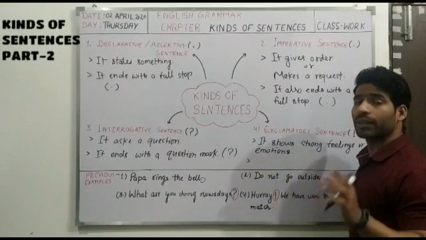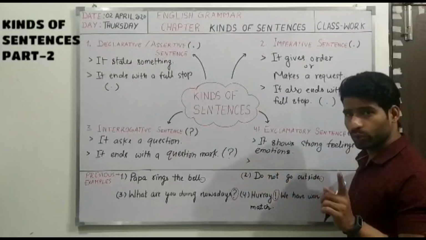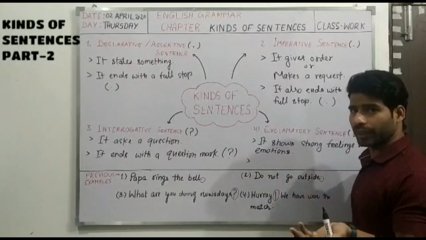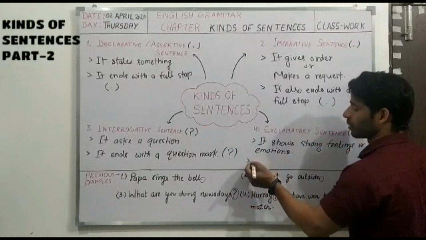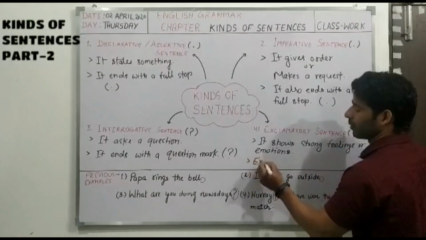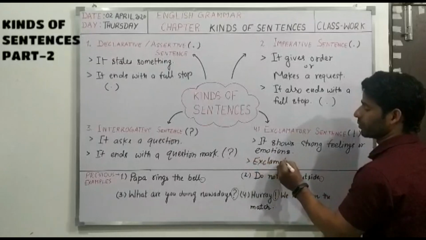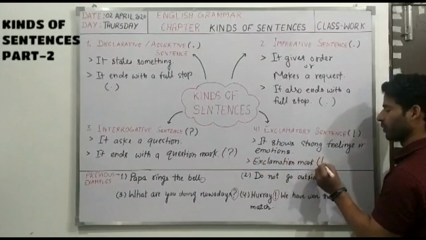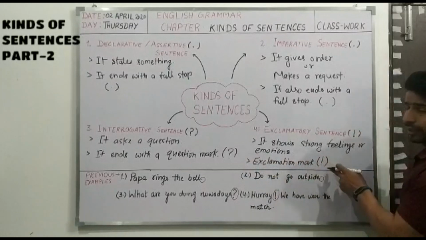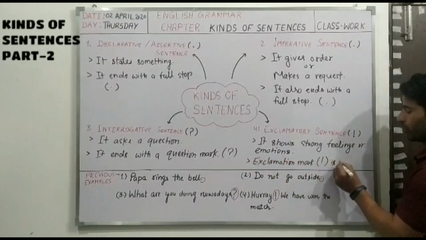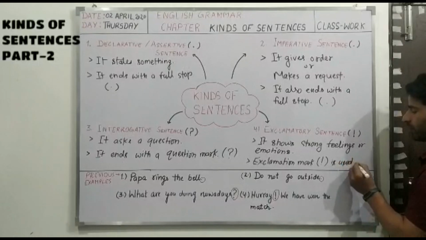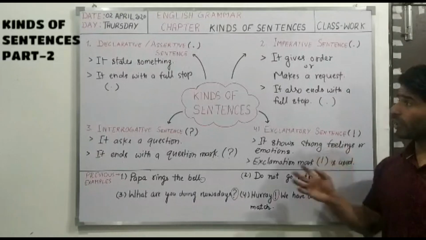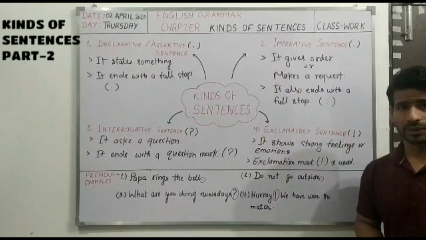In an exclamatory sentence, an exclamation mark is used to show the feeling, right? The exclamation mark, which looks like this, is used. Fine. So now we are done with these 4 types of sentences.